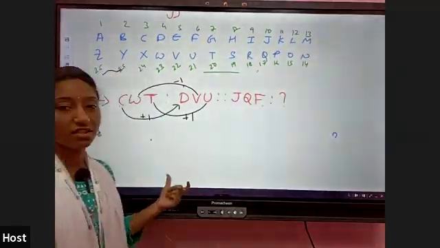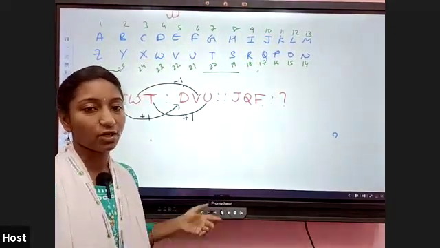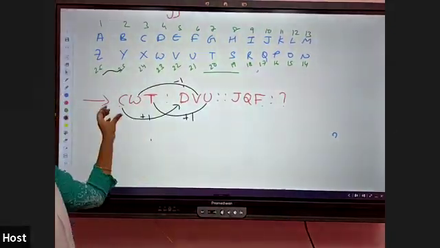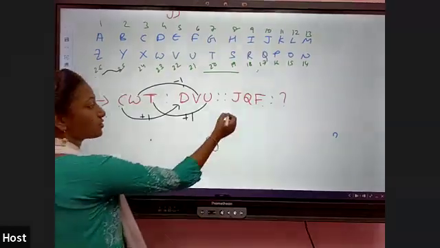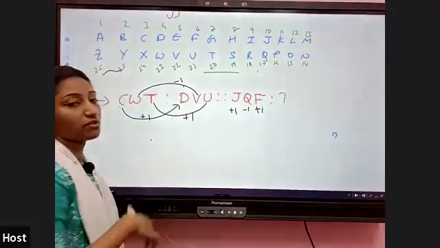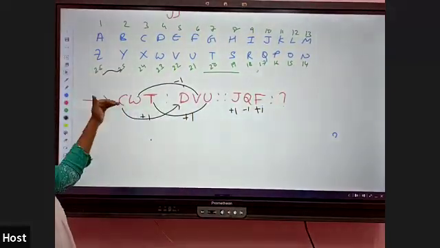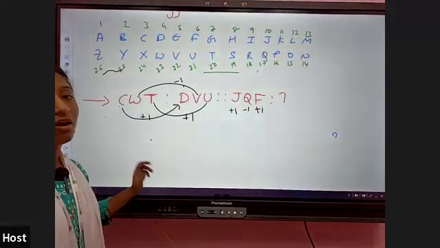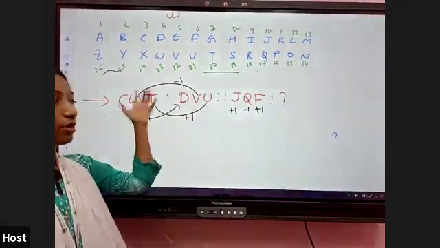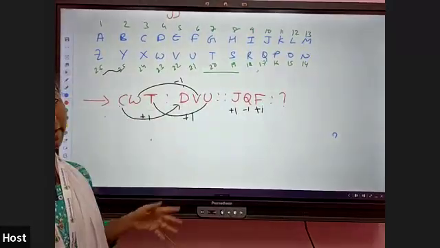So we should clearly observe while doing coding and decoding or analogy. First we should clearly observe the theme. If they first give +1, we should keep +1, -1, +1. Then we should solve the problem. First clearly observe whether they did +1 or -1. If +1, we put +1, and if -1, we put -1.